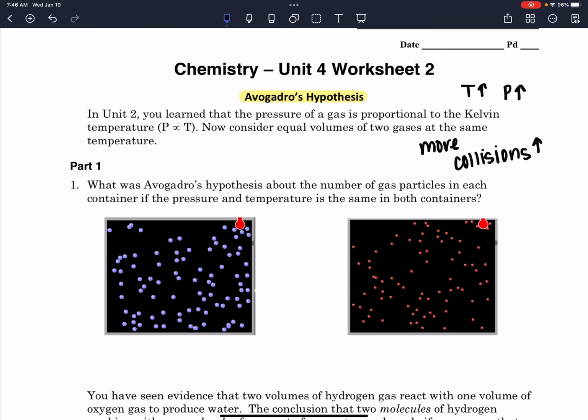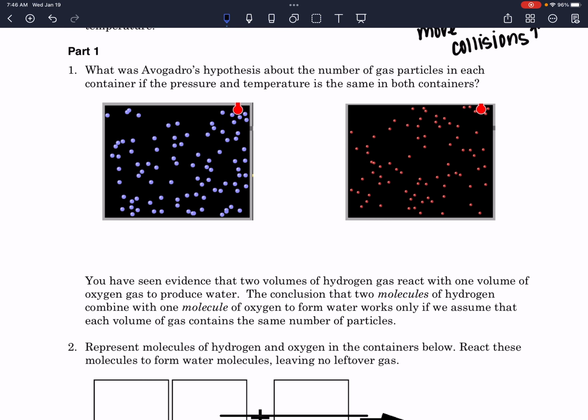So when we begin part 1, it's kind of a refresher question right off the bat. What was Avogadro's hypothesis about the number of particles in each container if the pressure and the temperature is exactly the same? What we're really saying with pressure and temperature being the same is that the frequency and the force of collisions is equal. And when the temperature is equal, we're also saying that the speed at which the particles move is also equal. So this must mean one thing and one thing only.